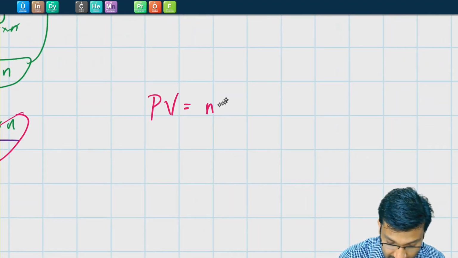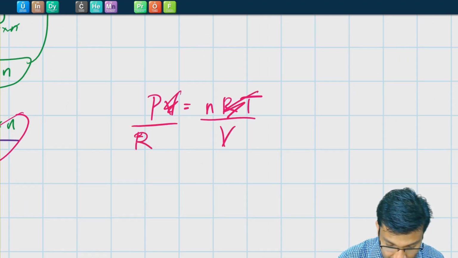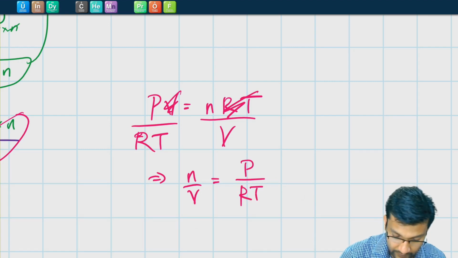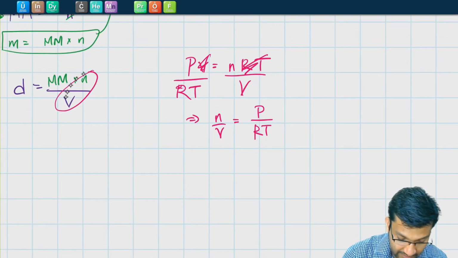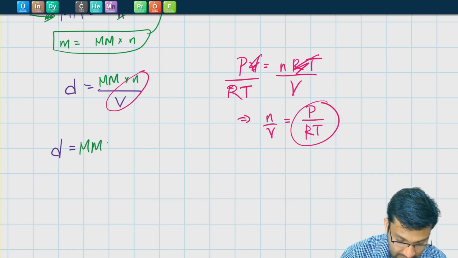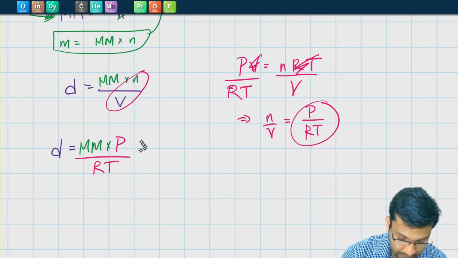So PV is equal to nRT. We want n over V, so let's put V on this side and take RT on the other side. This gives us n over V is equal to P over R times T. So instead of n over V over here, let's substitute P over RT for that. We get density is equal to molar mass, that hasn't changed, times, instead of n over V, P over R times T.